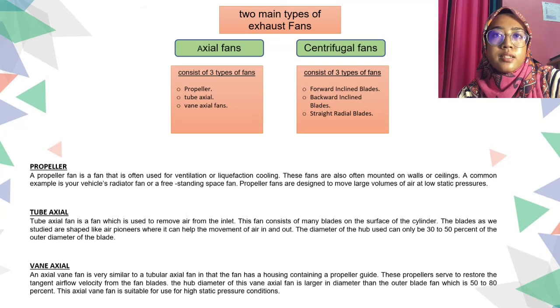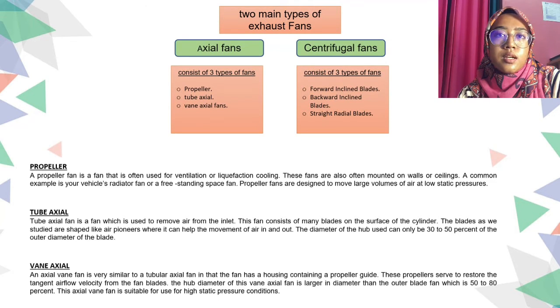Tube axial fan is a fan which is used to remove air from the inlet. This fan consists of many blades on the surface of the cylinder. The blades are shaped like airfoils, which can help the movement of air in and out. The diameter of the hub used can only be 30 to 50% of the outlet diameter of the blades.